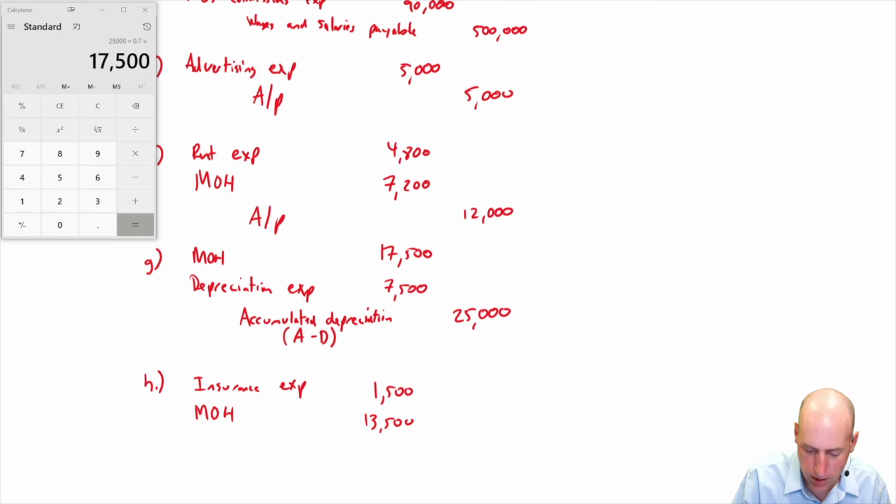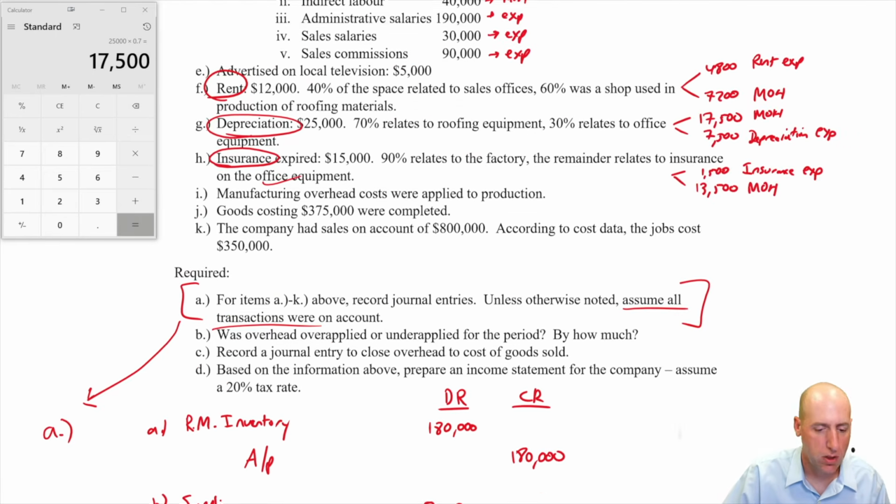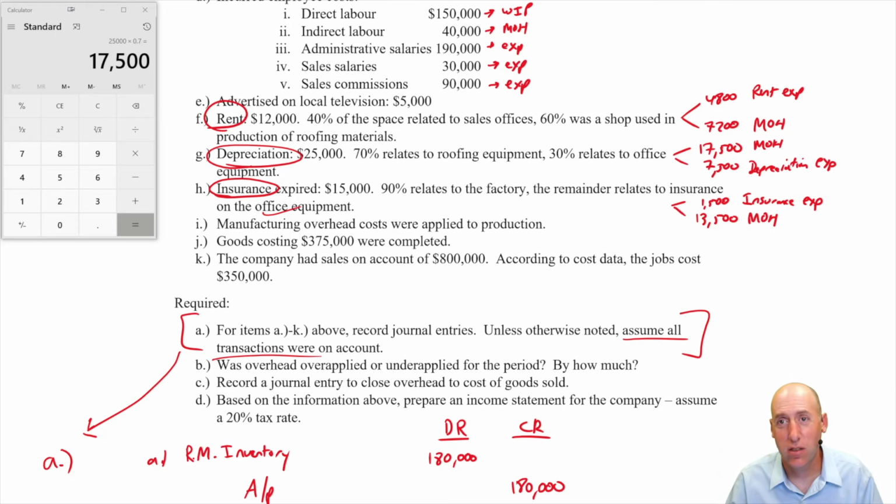And now we got to credit something for $15,000. Now again, because everything's on account, my knee-jerk reaction is to say, oh, it's got to be accounts payable, right? Because we bought some insurance. But we didn't actually buy any insurance. It says insurance expired. Expired kind of presupposes that we owned a bunch of insurance and it expired. Now, again, you got to think back to your intro financial accounting class. And if you can't remember what happens with insurance, if you watch my module 3 from intro financial accounting videos, I go over this.